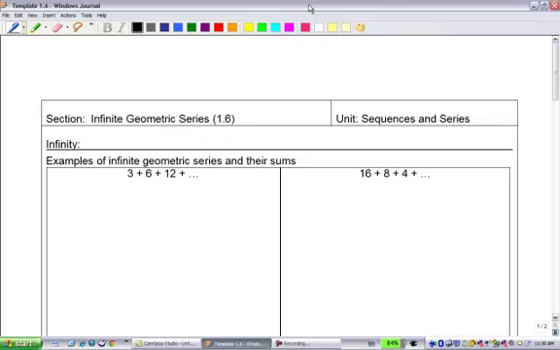Welcome to Sequences and Series for Pre-Calculus Math 11. We are looking at infinite geometric series, section 1.6.